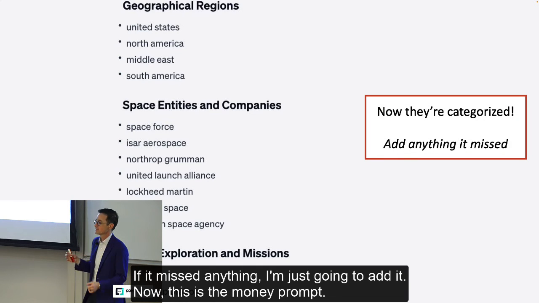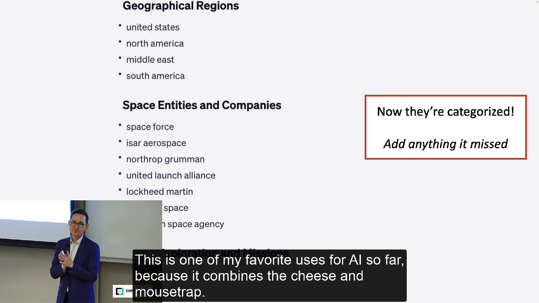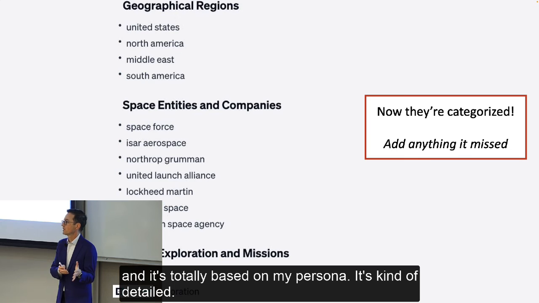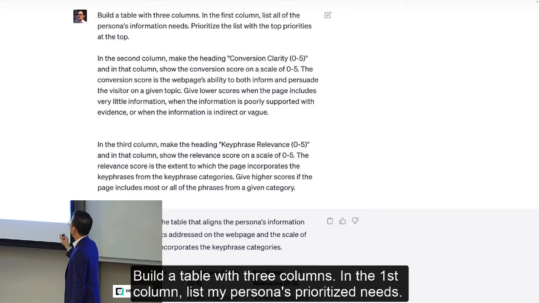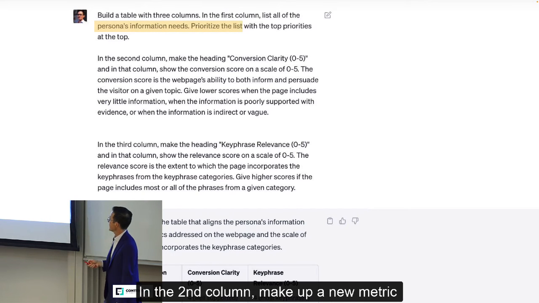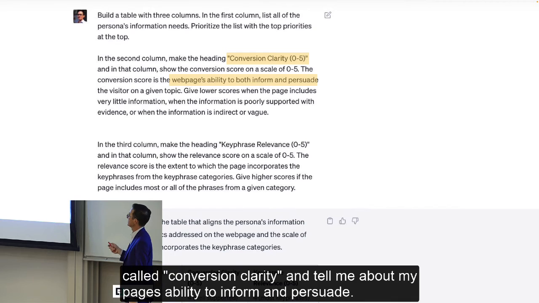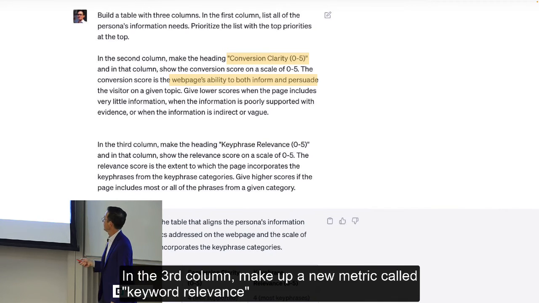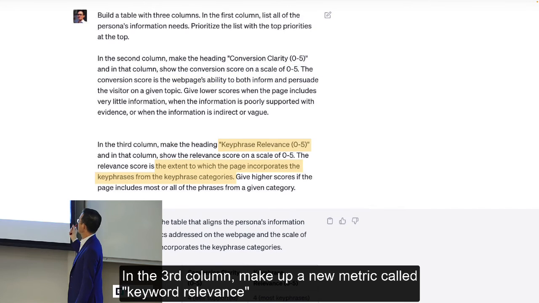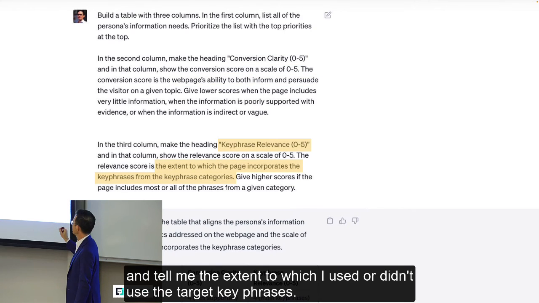Now, this is the money prompt. This is one of my favorite uses for AI so far because it combines the cheese and mousetrap, and it's totally based on my persona. It's kind of detailed. Build a table with 3 columns. In the first column, list my persona's prioritized needs. In the second column, make up a new metric called conversion clarity and tell me about my page's ability to inform and persuade. In the third column, make up a new metric called keyword relevance and tell me the extent to which I used or didn't use the target key phrases.